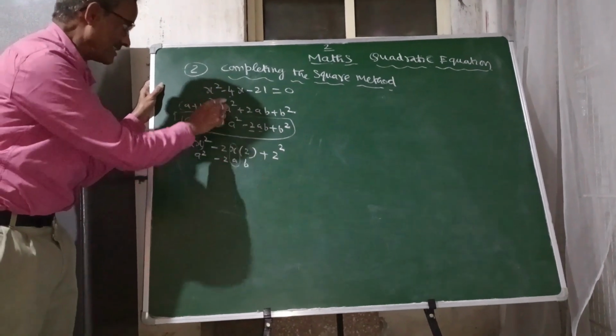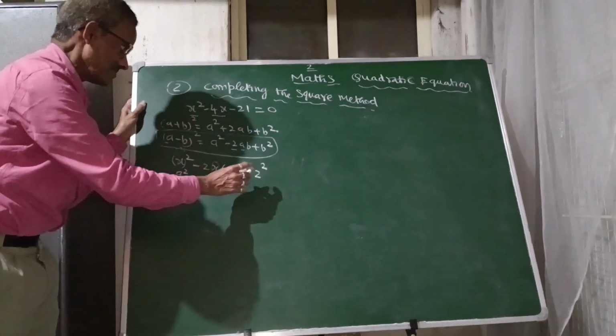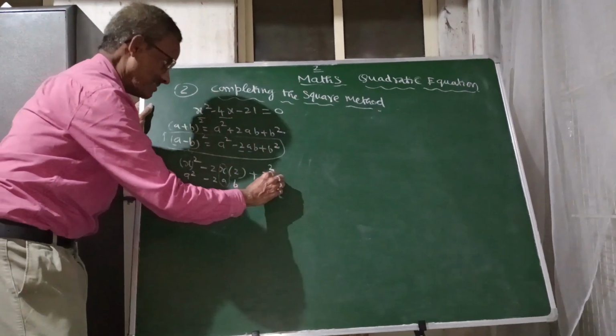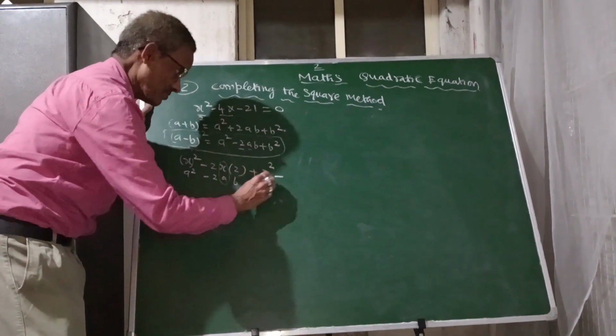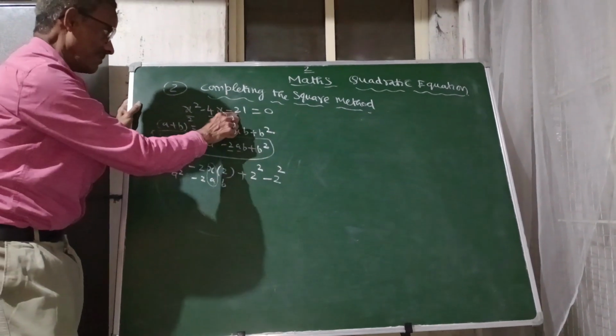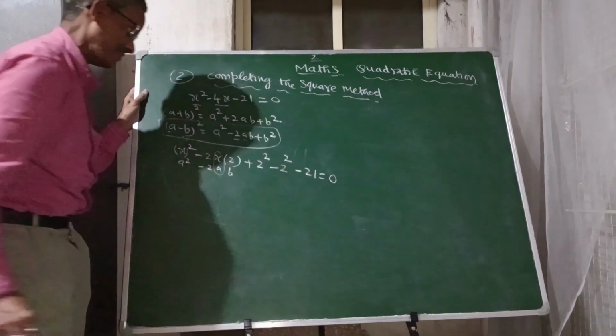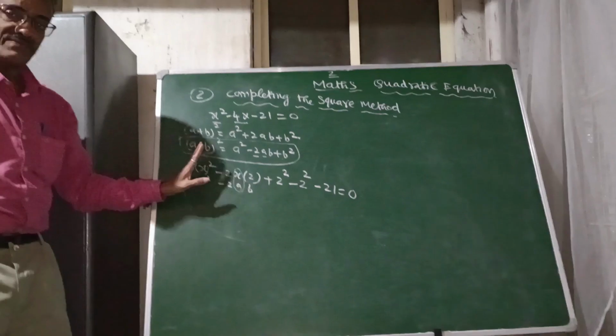2 into 2 minus 4x, that term is also the same, but here the number changes. So how do I keep it the same? Whatever 2 square is given, I subtract it. Minus 2 square, put that, and whatever minus 21 is there, you write that also, equal to 0. Now is there any value change?